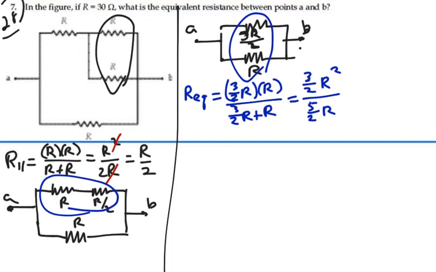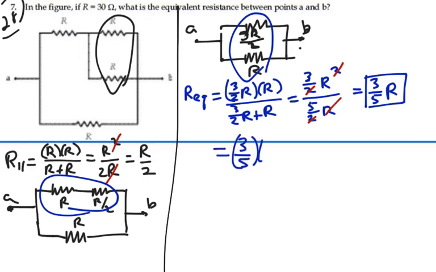One of the R's cancel out, and the halves cancel out, and so this is equal to 3/5 R. So that's our R equivalent. Since R is equal to 30 ohms itself, this would be 3/5 times 30 ohms, which would be 90 divided by 5, which should be 18 ohms.